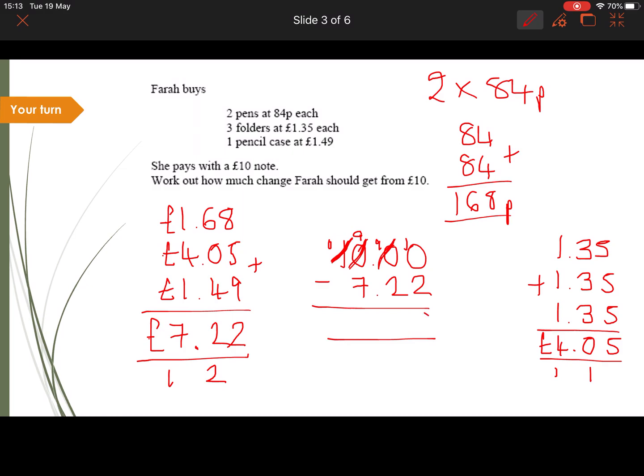10 take away 2 is 8, 9 take away 2 is 7, 9 take away 7 is 2, and 0 take away nothing is just 0. So now I know Farah should expect £2.78 change.